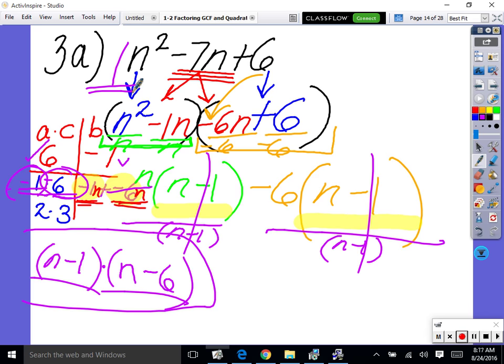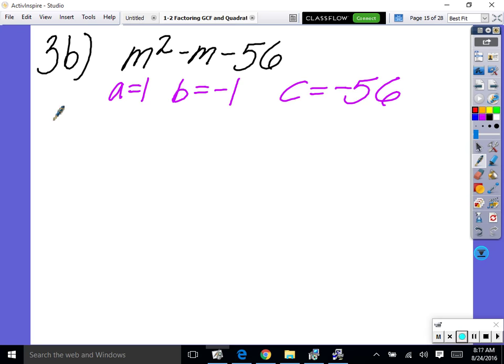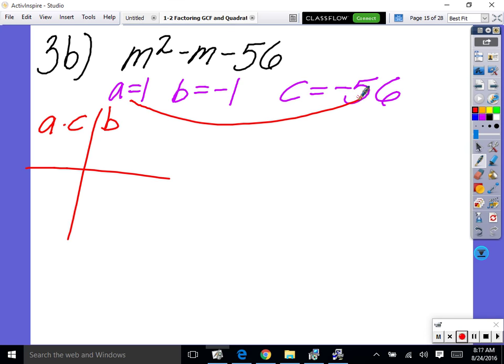Okay, so let's do another one the quick way. So we're looking for what multiplies. So we have n squared minus n minus 56. So my A value is 1, my B value is negative 1, yeah? C is negative 56. So we always start out by saying what multiplies to be A times C and adds up to be B. What multiplies to be 1 times negative 56 and adds up to be negative 1.